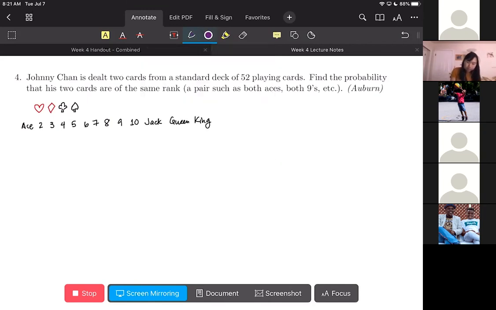I wanted to clarify something about the question. Let's say the ace of hearts and the ace of diamonds is different from the ace of hearts and the ace of clubs, right? Yes, there'll be two different possibilities. Okay, thank you.